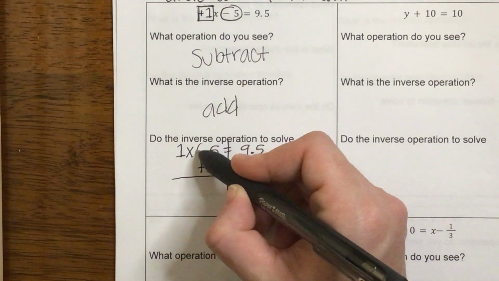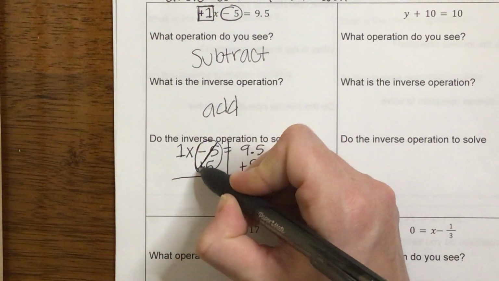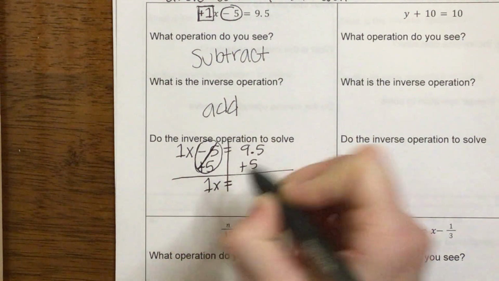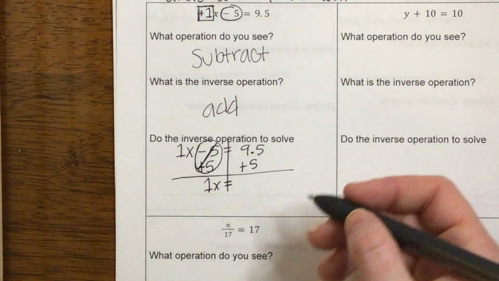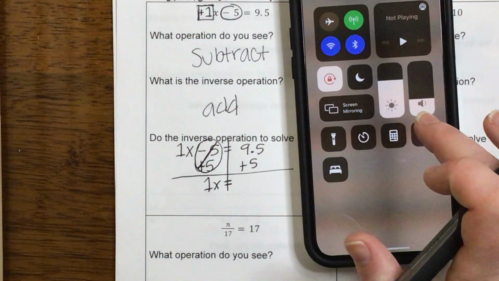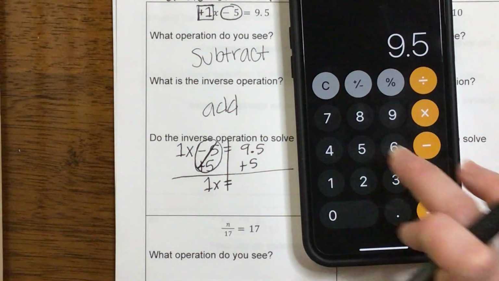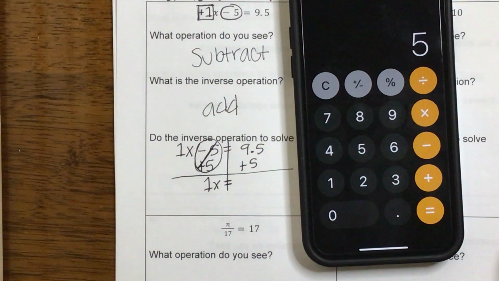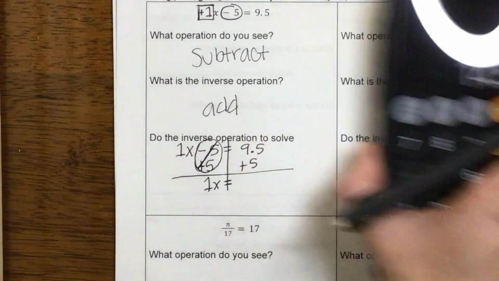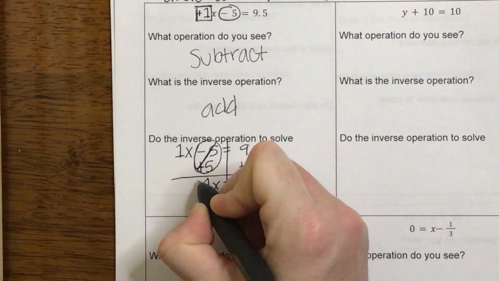Okay. So since these are inverses, they cancel each other out. I'm left with 1x equals 9.5 plus 5, even though I didn't line them up well. I forgot my real calculator, so I have to use my phone, but you use a real calculator. It is 14.5. Okay.